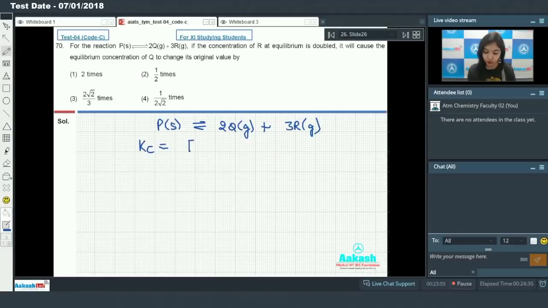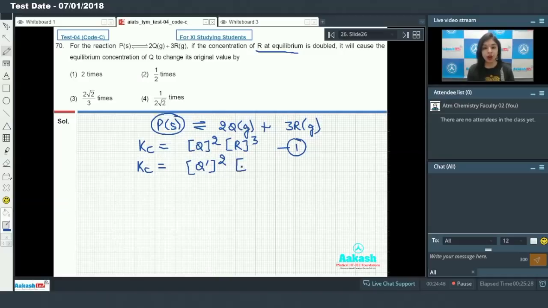So Kc will be equal to concentration of Q to the power 2, because coefficient of Q is 2, multiplied by concentration of R to the power 3, because coefficient of R is 3. And now we will not take the solid because the concentration of solid will not change. So this is our expression of Kc. So now they are saying that concentration of R at equilibrium is doubled. So even if we change the concentration, Kc will not change. So what will our Kc be? Same. Okay?